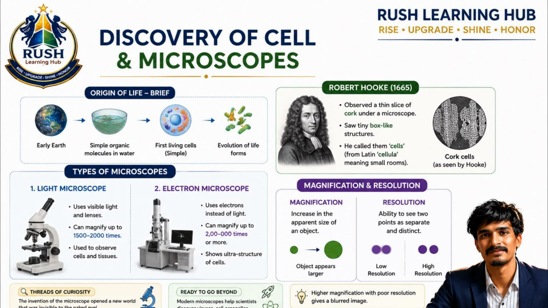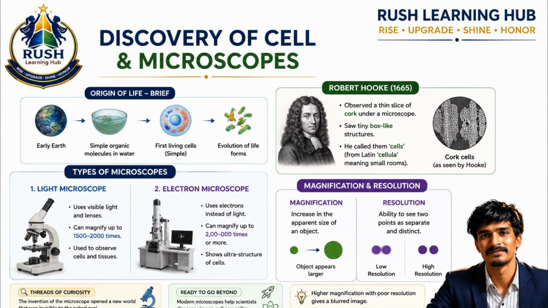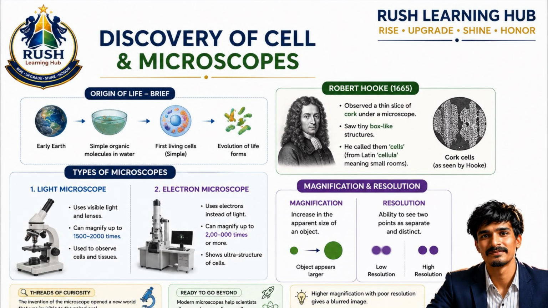It is important to remember that Hooke actually observed dead cells because cork is made of dead plant tissue. He could only see the cell walls and not the living contents of the cells. Even though his observation was limited, it marked the beginning of cell biology. Students, this is a very important exam point. Robert Hooke discovered cells in 1665 by observing a thin slice of cork under a microscope.